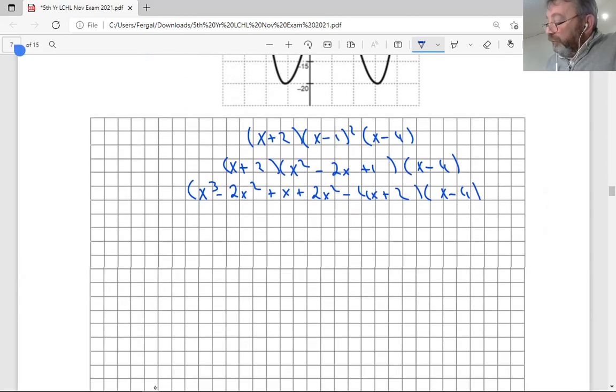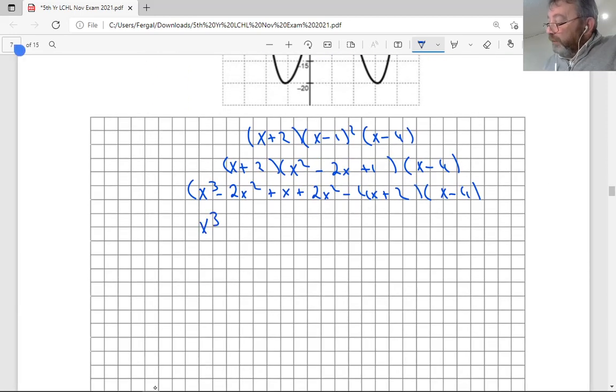So let's just tidy up this first of all. X cubed. Now 2x squared plus 2x squared, gone. Okay. X and minus 4x is minus 3x. And then we have plus 2. So that's the result of that one, which in turn is going to be multiplied by x minus 4. So again, all three terms multiplied by x gives me x to the power of 4 minus 3x squared plus 2x. Then minus 4 by all of these gives me minus 4x cubed, sorry, plus 12x, because it's minus by minus. So plus 12x minus 8.